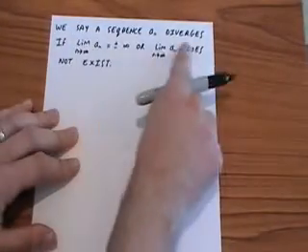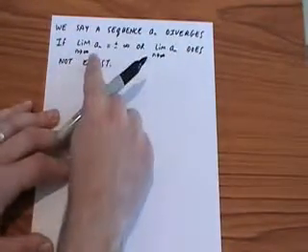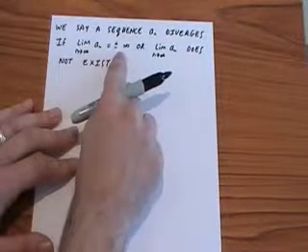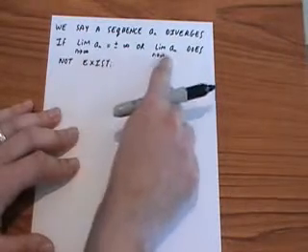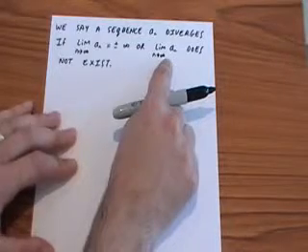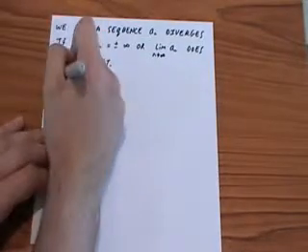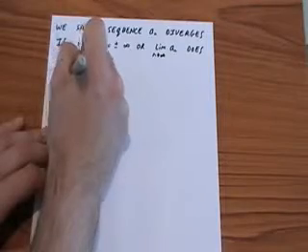Okay, so we said that a sequence a_n diverges if the limit as n tends to infinity of a_n is equal to plus or minus infinity, or the limit as n tends to infinity of a_n does not exist. So let's have a look at an example.